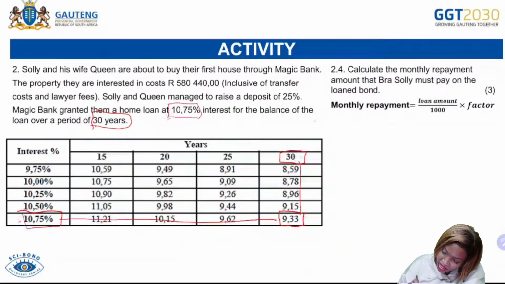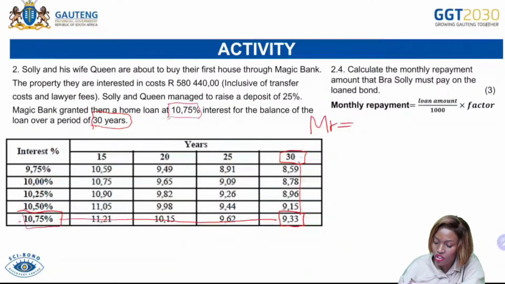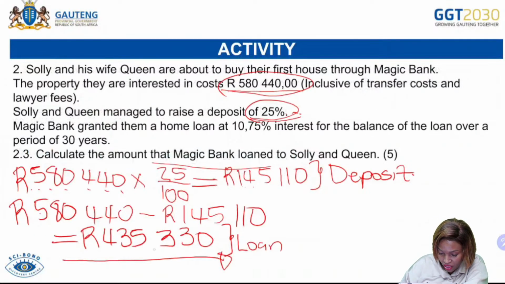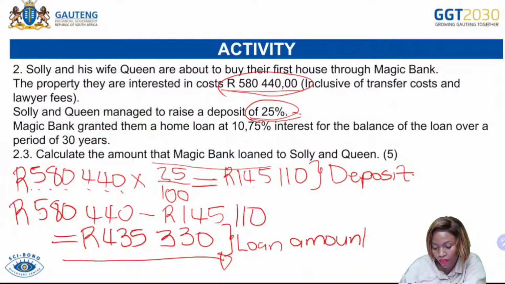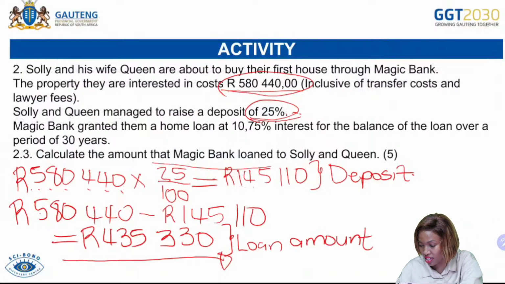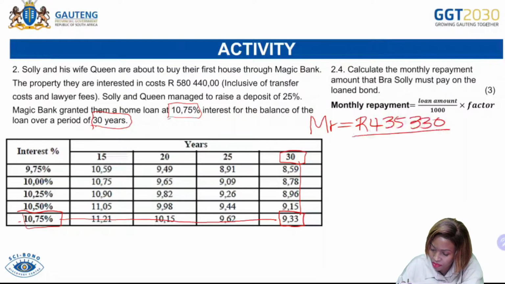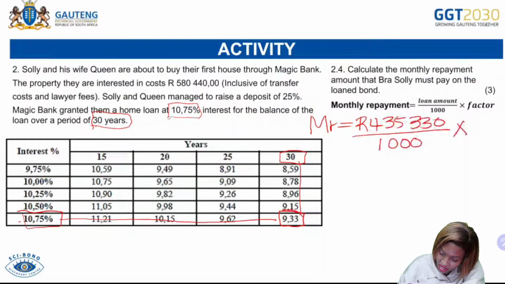It means the loan factor is 9.33. So if you want the monthly repayment, we will then say the loan amount. Remember, we calculated the loan amount in the previous slide. How much was it? This was the loan amount, 435,330. So when we see the loan amount, we will write 435,330, and then we divide that by 1,000 times, what is our factor? 9.33.